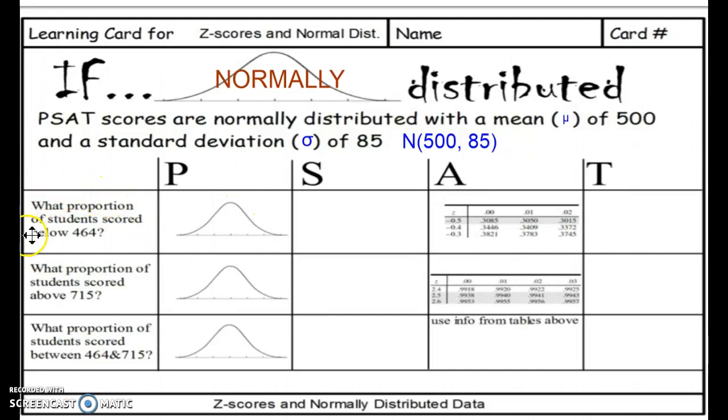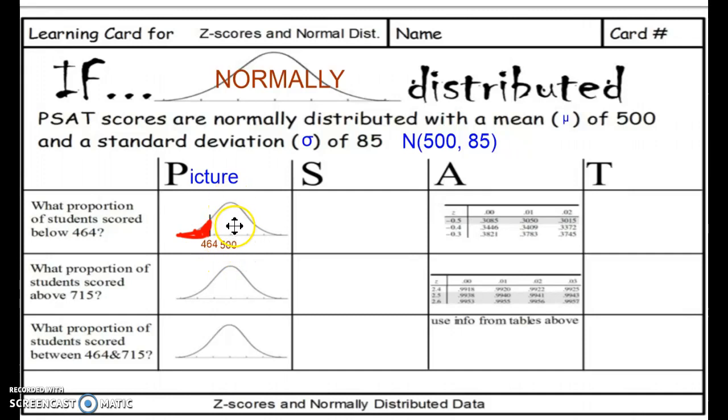So let's go with this first question. What proportion of students scored below 464? Well, the first thing we want to do is draw a picture. By drawing a picture, we can visualize what is going on. It gives us an idea of what our answer should look like. So here's what our picture will look like for this question. What proportion of students scored below 464? Here's what our picture would be.